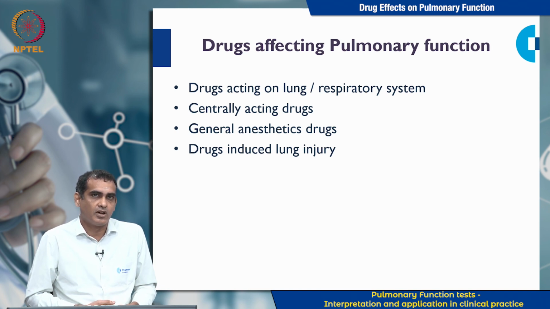These medications act on the respiratory center in the lower pons and medulla and then affect the lung function. And then general anesthetics: we all know that these medications are going to depress or suppress all the active centers of the brain, and they also affect pulmonary function. We will be talking about them. And finally, adverse effects of drugs. Drugs can also cause injury to the lung parenchyma, the alveoli or the bronchus, and these are called drug-induced lung injury.